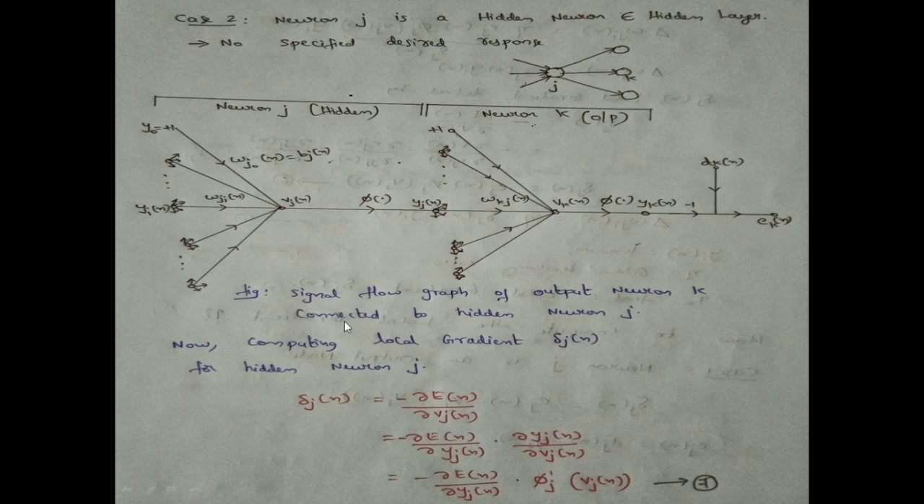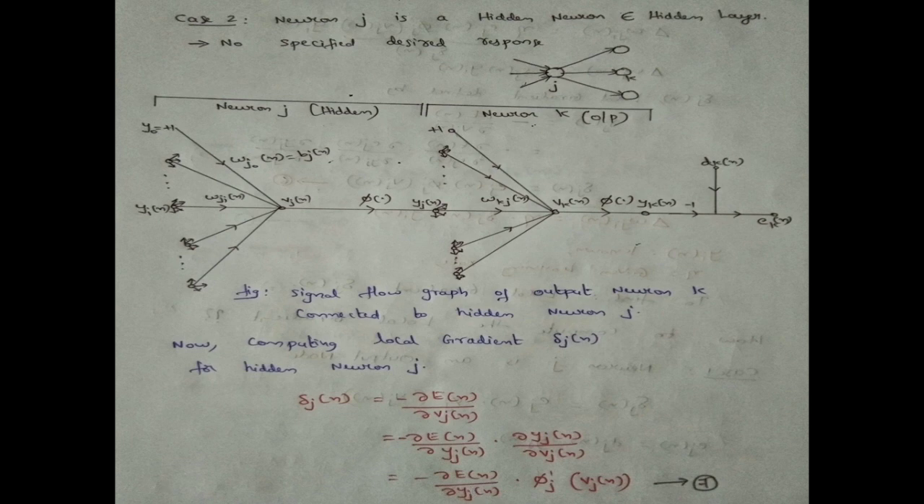Now we have to compute the local gradient delta j of n for the hidden neuron j, which is given by delta j of n equal to minus ∂E(n)/∂Vj(n). This can be written as minus ∂E(n)/∂Yj(n) into ∂Yj(n)/∂Vj(n), which in turn can be written as minus ∂E(n)/∂Yj(n) times phi j dash of Vj of n, since the second value we have already determined previously. Let us assume that this is equation 7.